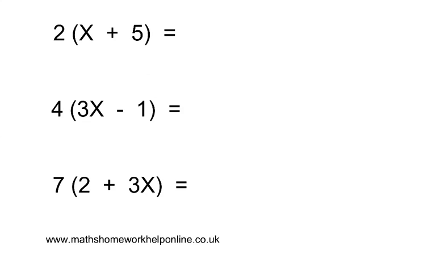So 2 brackets x plus 5. So we need to multiply everything inside the brackets by 2. So we're going to do 2 times x plus 2 times 5. So 2 times x is 2x plus 2 times 5 is 10.